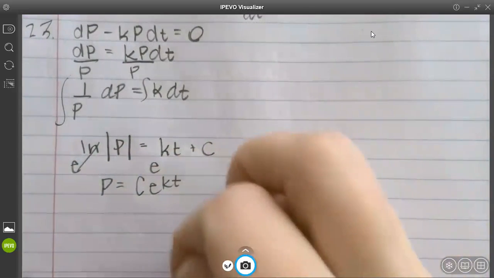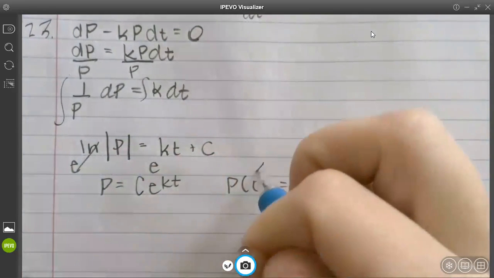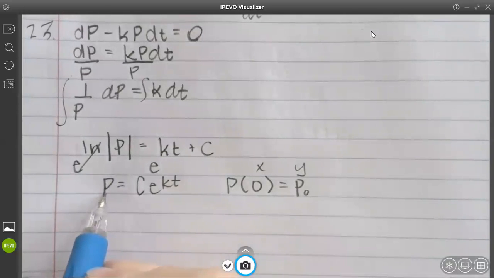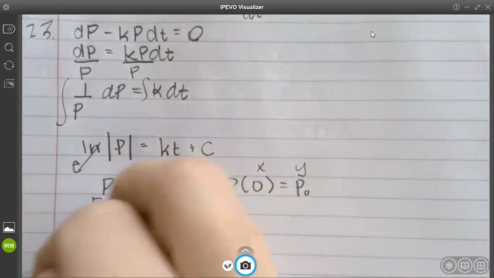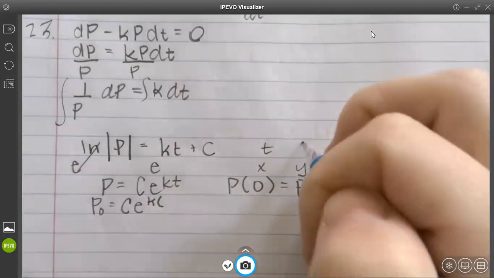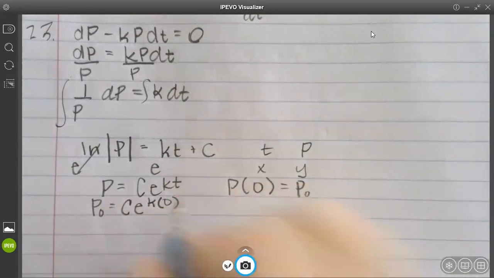Then it gave you P of 0 equals P sub O. So this is where it starts to look a little bit weird. You should have gotten everything up until here. This is the same thing it always is. It's your X and your Y. But again, we don't have a value for Y. We just have P sub O. So we're going to solve for that C. Remember, in this case, P is going to be your Y. So we have P sub O equals C e to the K, and instead of X, this is going to be T, and this is going to be P, just so we have it in the same context. 0. What happens?